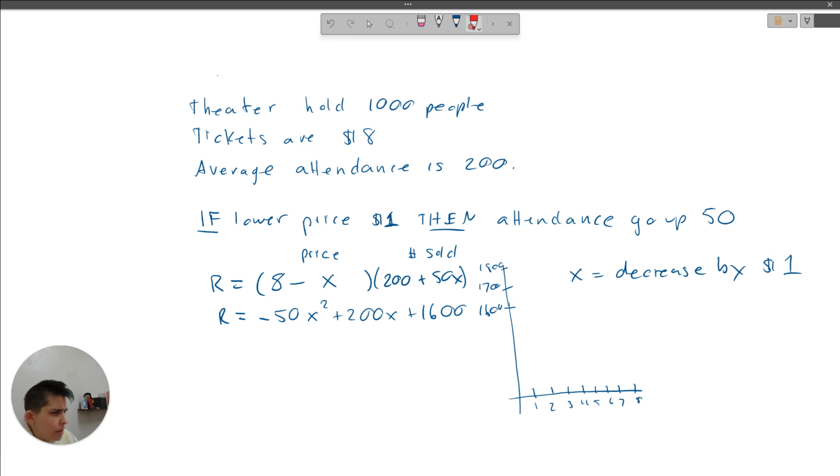Okay, so if X is 0, we're just selling our 200 tickets for $8. That's $1,600. If we decrease the price, we end up selling more tickets, and we actually end up making more money. And that peaks at X equals 2 right here. And then it's going to go back down. Okay, so if we decrease it to 0, the revenue falls all the way to 0 here. So this is, right, free tickets is no revenue, okay? And so this should be more of a curve right here. But anyway, this is the peak here.